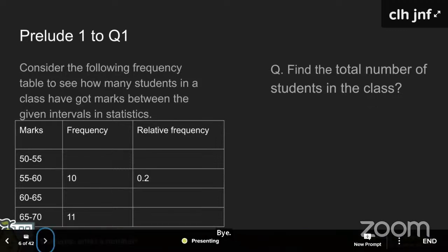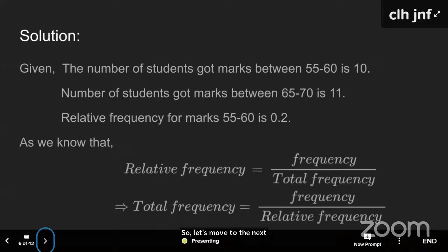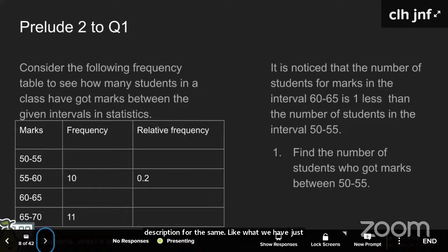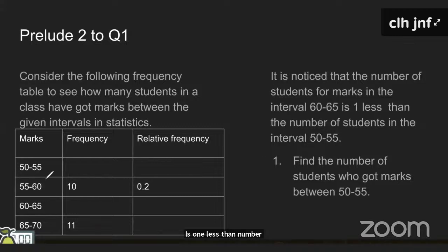So let's move to the next question. Here is the description, same as what we have just discussed. The rest of the data is the same, and the question is different. Notice that the number of students with marks in the interval 60 to 65 is one less than the number of students in 50 to 55. They have given some hints for the frequency of these two categories. Then find the total number of students who got marks between 50 to 55.